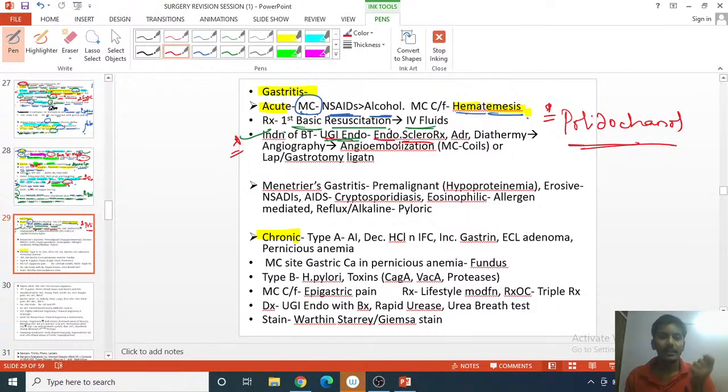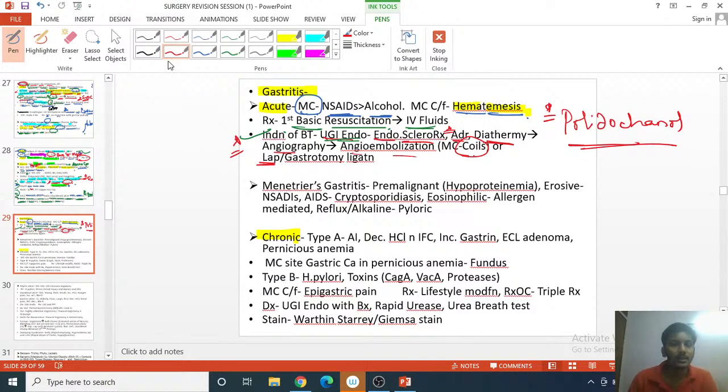So you will perform a endoscopic sclerotherapy, जो भी bleeding vessel है, then you can give adrenaline, then you can perform a diathermy, bipolar cautery वगैरह. Then if the bleeding still doesn't stop, you will perform a angiography and angioembolization. और angioembolization कैसे करते हो? With the help of coils, foams वगैरह. Most commonly we use coils. और finally अगर इससे भी stop नहीं होगी, we will perform a laparotomy or a gastrotomy and will then ligate the bleeding vessel. Please remember: endoscopy, endoscopic sclerotherapy, adrenaline, diathermy, angiographic embolization, and finally laparotomy or gastrotomic ligation.